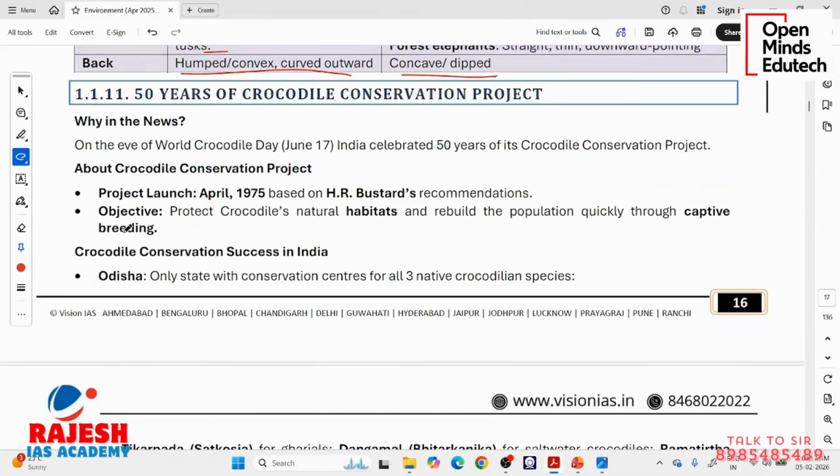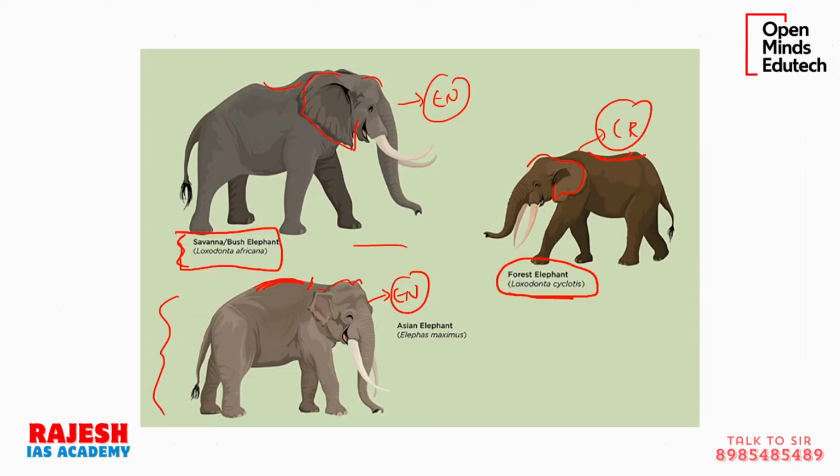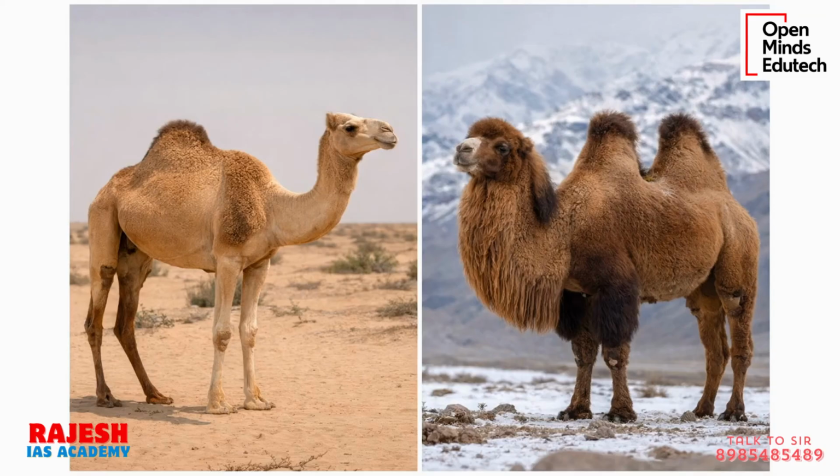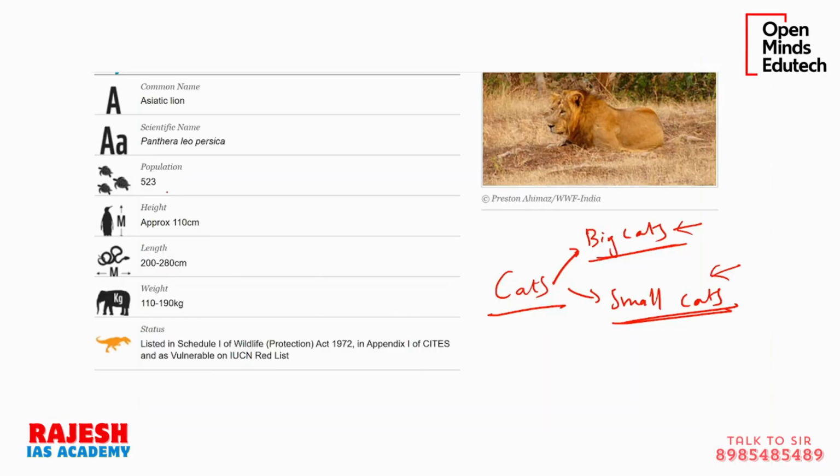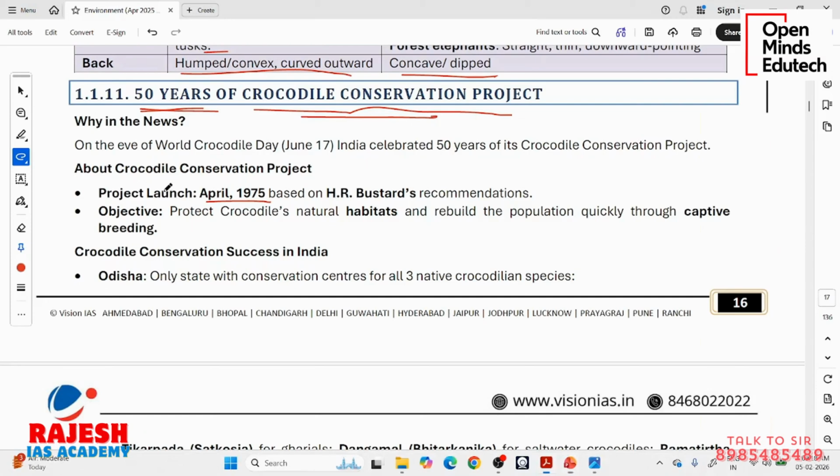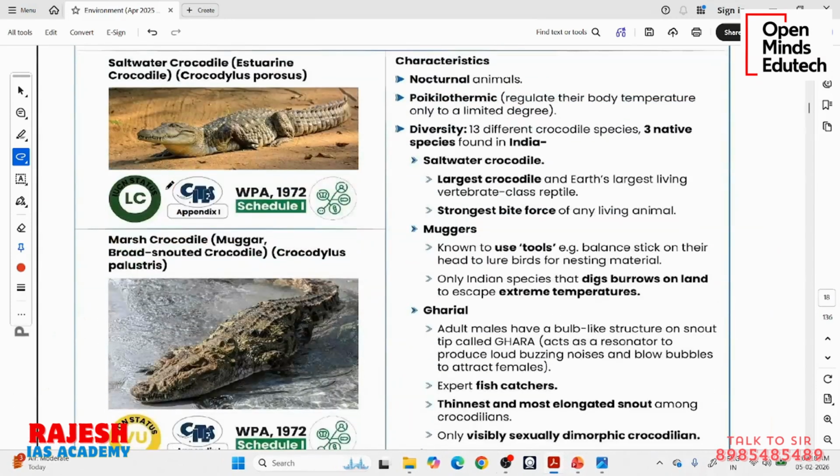Next we have the Crocodile Conservation Project 50 years celebration. We started something called crocodile conservation, and now 50 years are done. In 1975 we started this crocodile conservation, and by 2025 we are finishing 50 years. So let us see the crocodile species first. I think we saw the crocodile species in the previous class.